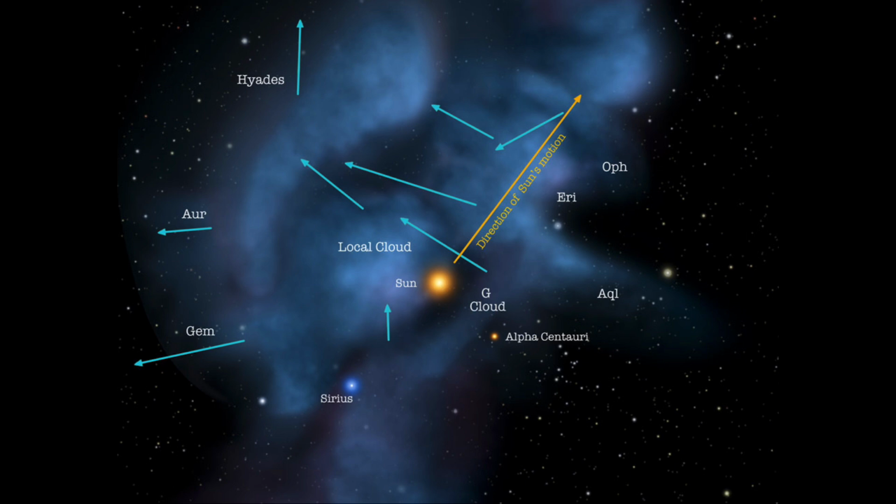So it allows us to map out the local fluff by seeing those regions, by looking at more distant stars and seeing how their light passes through the gas around the sun within our galaxy.